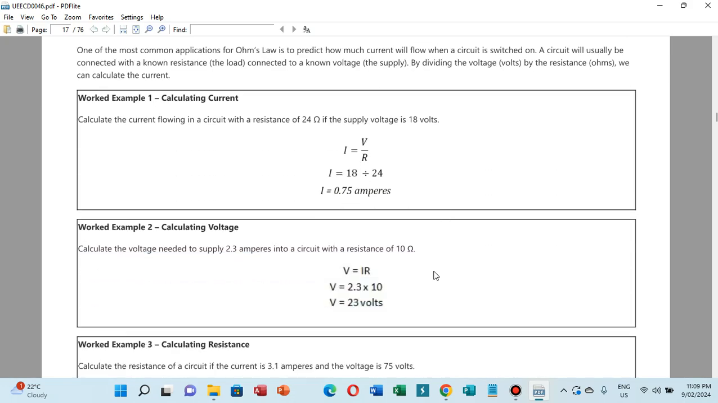Also, look at this equation. This is a problem calculation. So, I equals V by R. If you know the voltage and the resistance, you can get the current. Similarly, V equals IR. If you know the current and resistance, you can calculate the voltage.